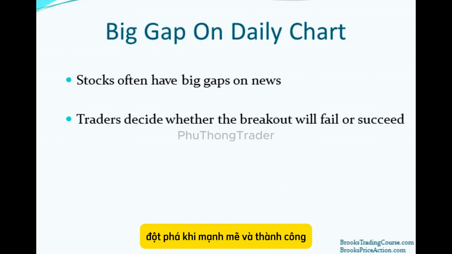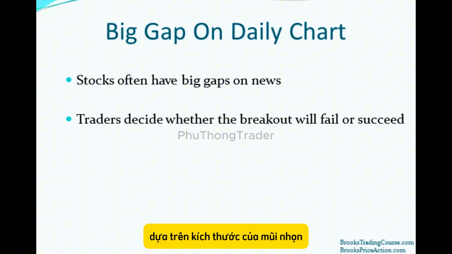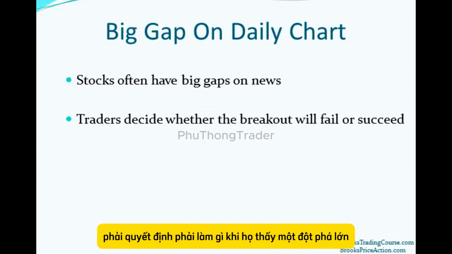Breakouts, when strong and successful, usually have a second leg. So in other words, once the market breaks out, there's a pullback and then a second leg. And they often go for some kind of a measured move based upon the size of the spike or the size of the trading range from which they broke out. And breakouts often fail.